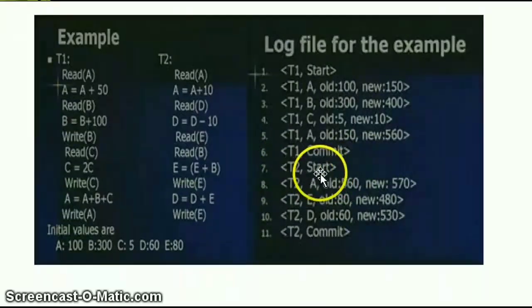<T2, start> means transaction T2 has started. The first log for this transaction is for data item A, add 10. A's old value is 560, taken from the previous log, and the new value, adding 10 to 560, is 570. The next log is for data item E: the old value is 80, and after applying E plus B, with E as 80 and B as 400, the new value is 480.